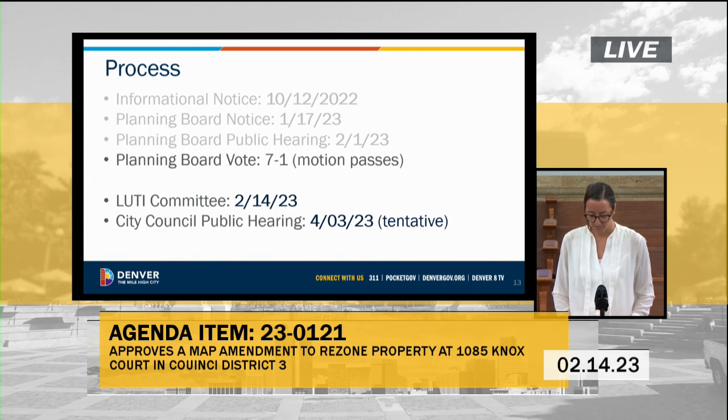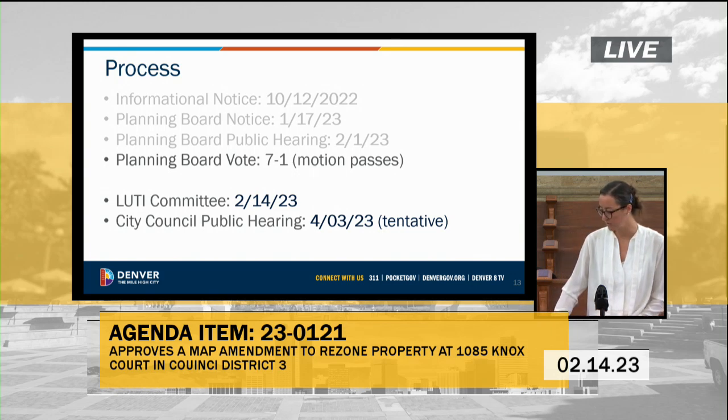And to date, staff has received 1 letter of opposition and 1 letter in support from 2 of the RNOs in the area. The Villa Park Neighborhood Association expressed concerns with the potential involuntary displacement that the proposed rezoning could cause in the neighborhood. Strong Denver sent a letter of support, and the applicant also provided 5 letters of support from community members that were attached to the application.